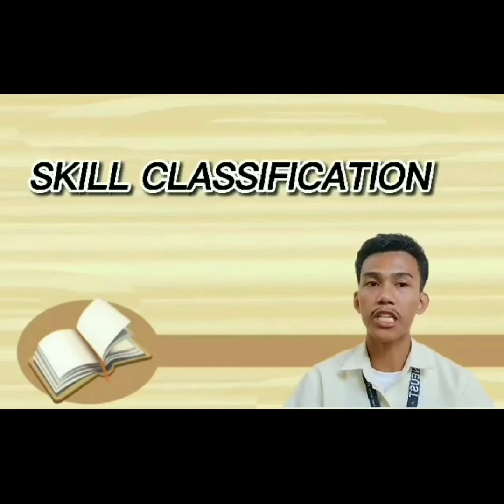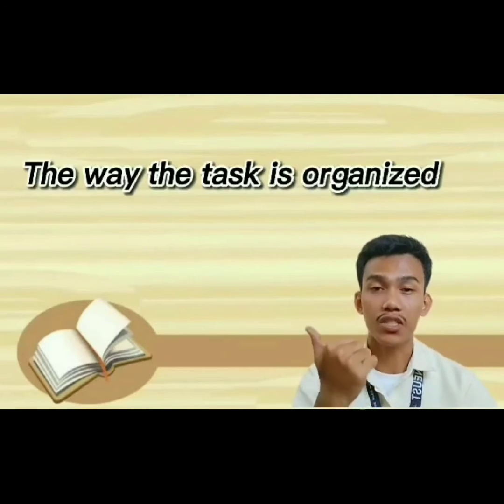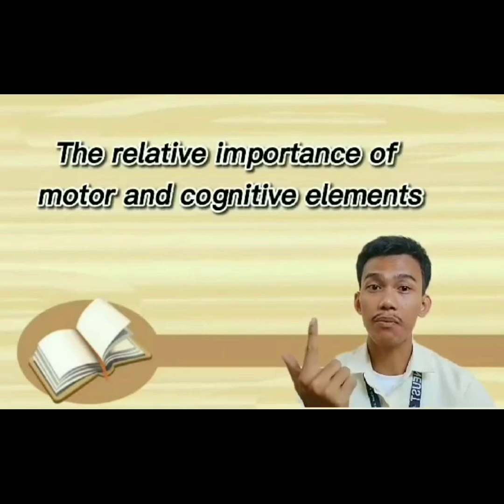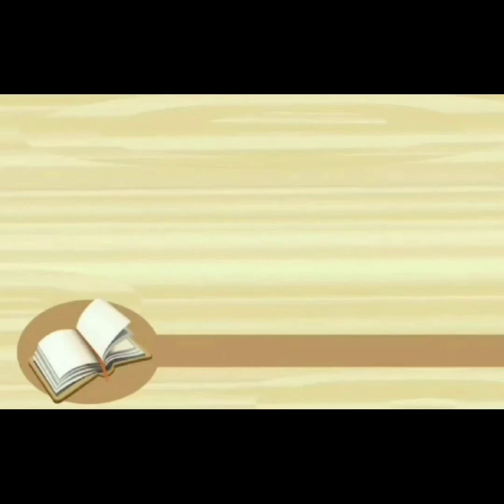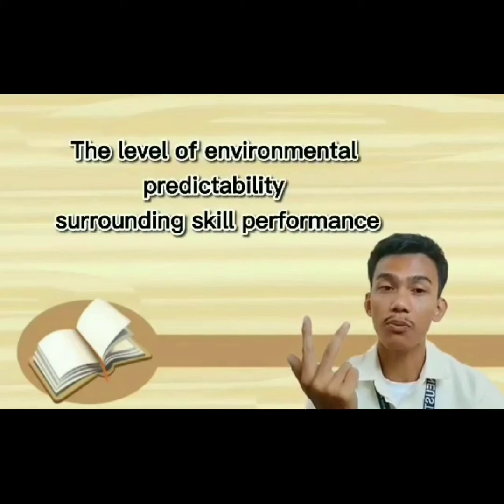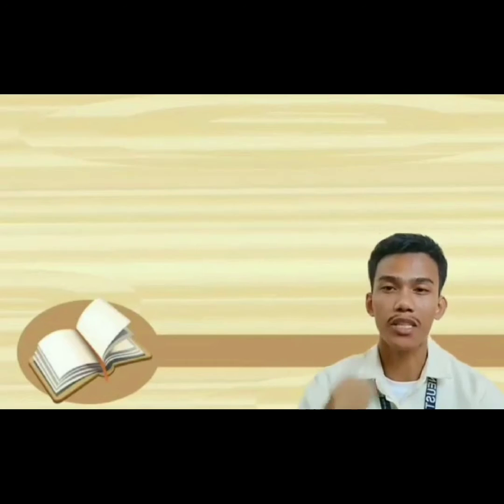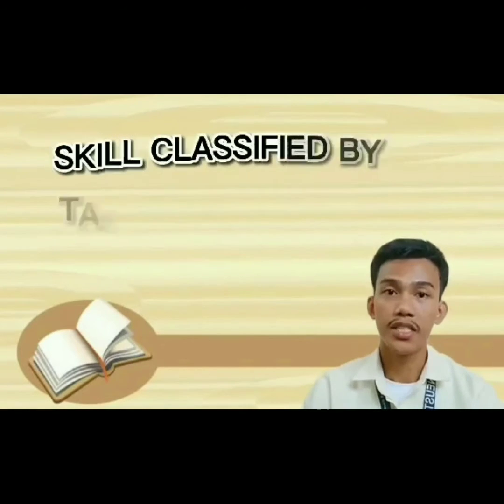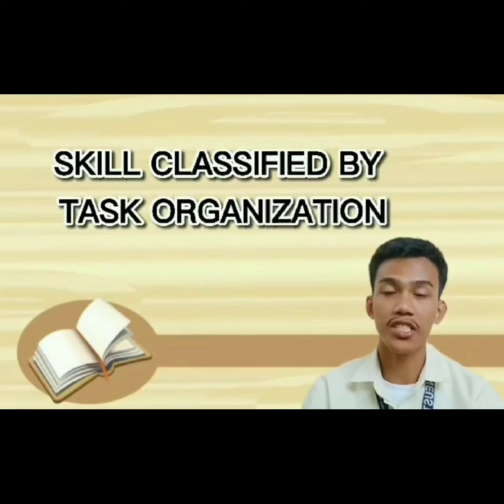A task perspective, skill classification. One way to view the concept of skill is as an act or task. There are three characteristics that have been used to classify tasks: the way the task is organized, the relative importance of motor and cognitive elements, and the level of environmental predictability surrounding skill performance. Skill classified by task organization.